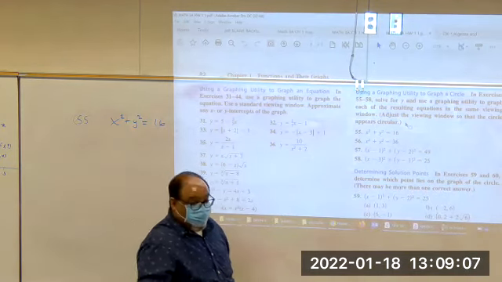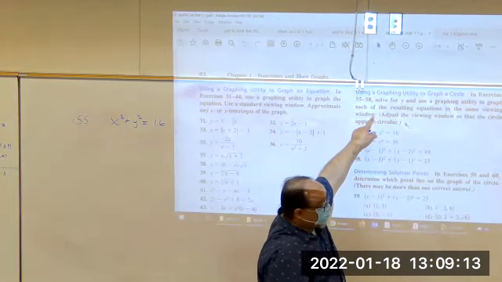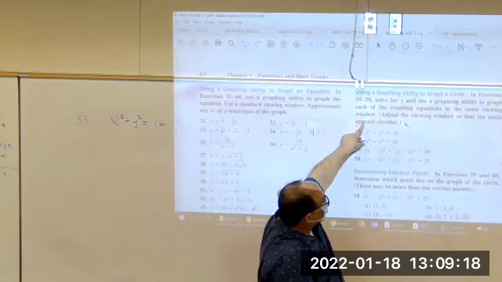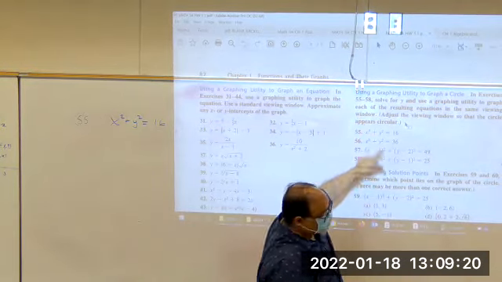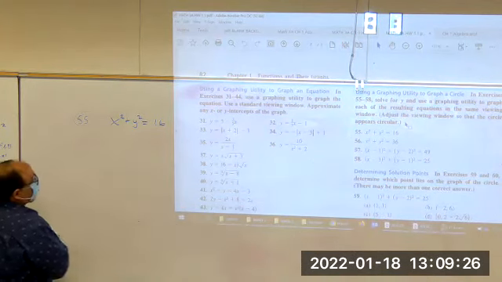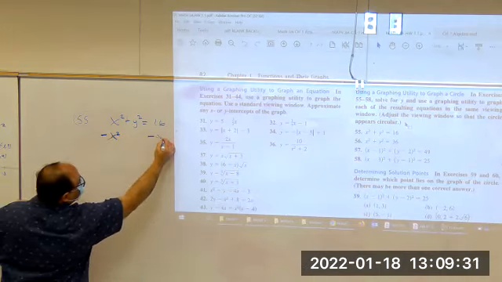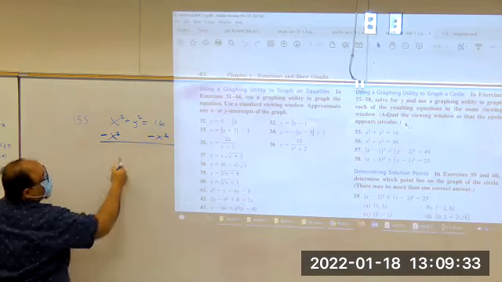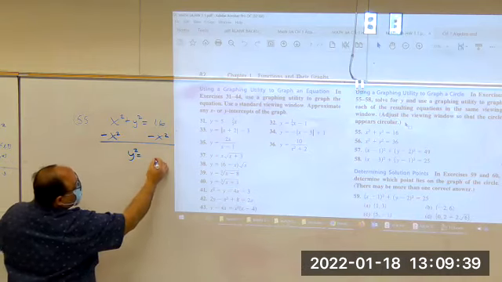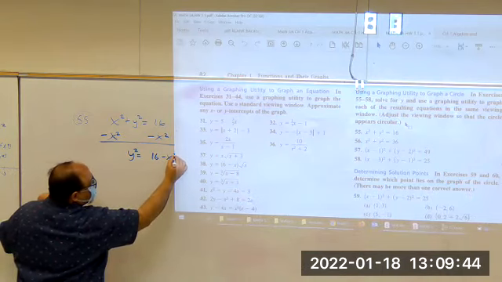Okay, solve for y. So we've got to get y by itself. Use a graphing utility to graph each of the resulting equations in the same viewing window. Adjust the viewing window so that the circle appears to be circular. I'm going to show you how to do all that. So we have to solve this for y. To get y by itself, we subtract x squared from both sides. On the left side, I have y squared. On the right side, I have 16 minus x squared.